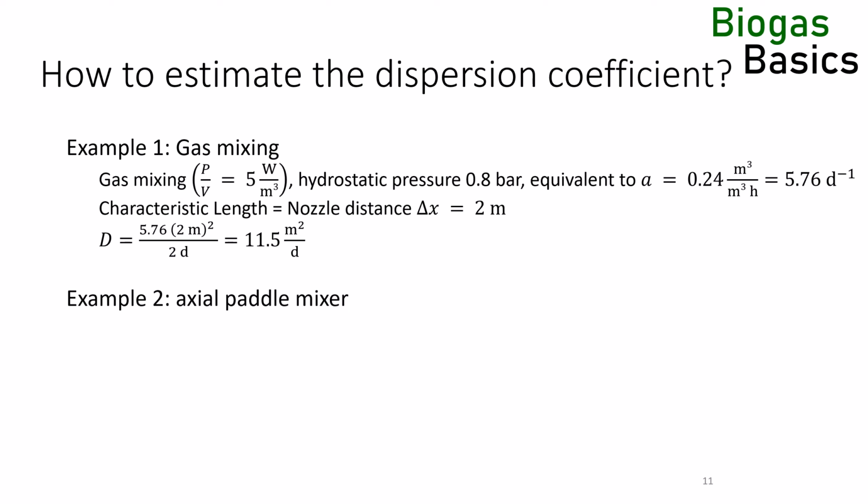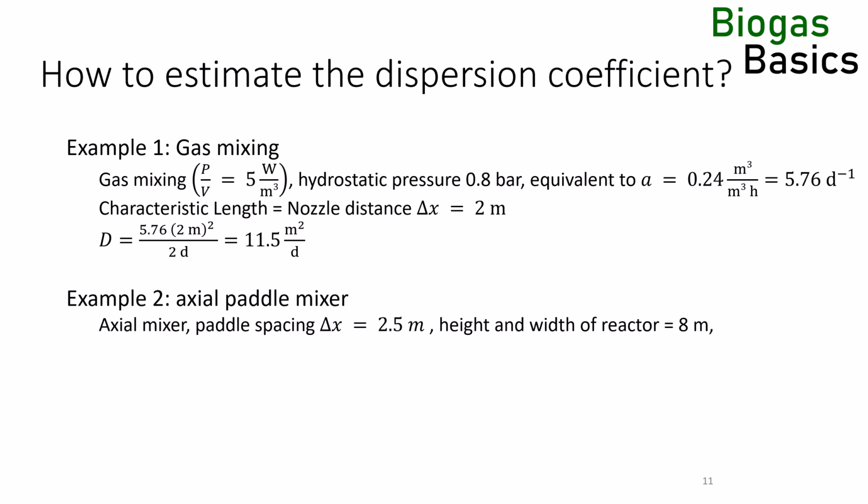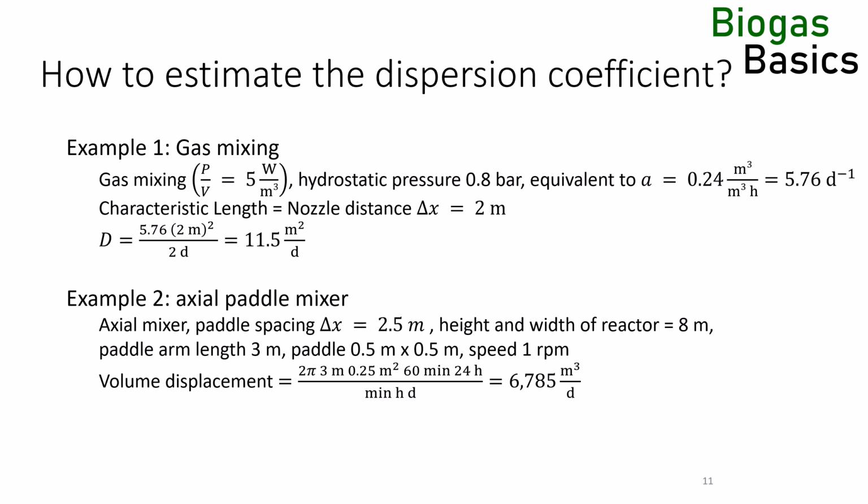In the second example, we assume a horizontal reactor with a cross-section of 8 meter times 8 meter, which is stirred with one long axial mixer which has paddles each 2.5 meter. The paddle arm length is 3 meters. The paddle area is 0.5 times 0.5 meter. It rotates once per minute. The paddle displaces a rectangular torus. The displaced volume can be simplified to pi times r squared times section area of the paddle times 1 rpm. The displaced volume is 6,700 cubic meters per day.